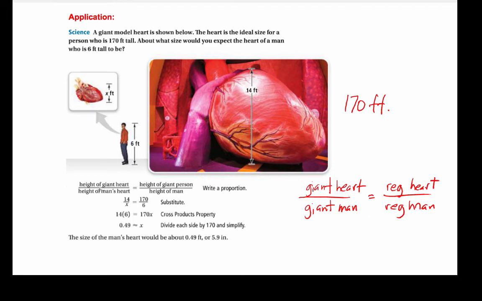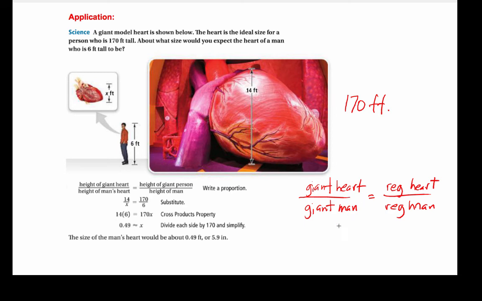Well, if I follow the example here, if I plug in the values that I know, the giant heart is 14 feet over X, my unknown. The height of the giant person is 170 feet over the height of the man, which is 6 feet. Cross multiply, divide. I get X is approximately 0.49. So the size of the man's heart would be about 0.49 feet.